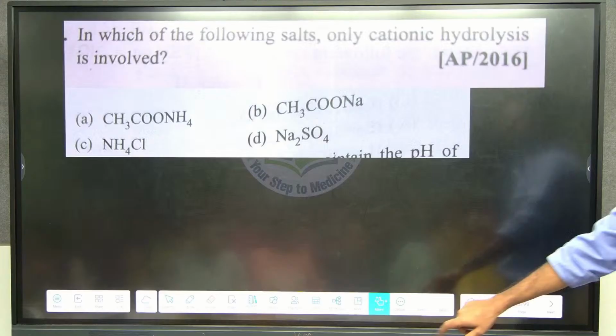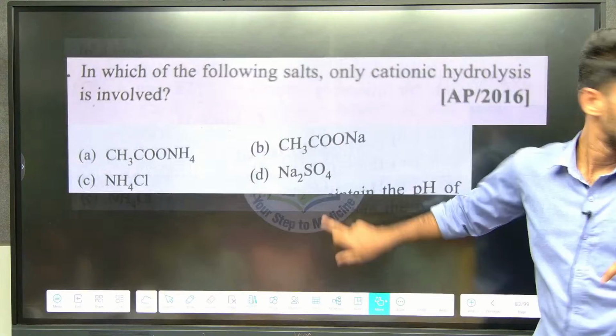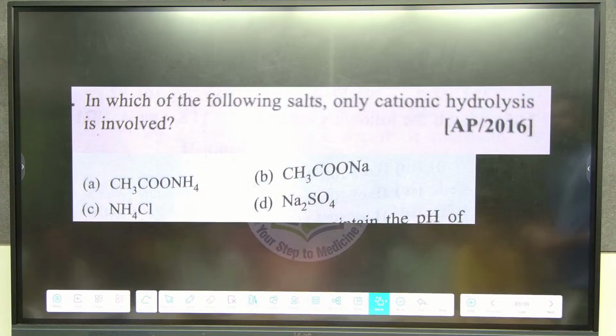Read this question once. Time అయిపోయిందా కాలే కదా. Next, tell me this one: which of the following salts only cationic hydrolysis is involved.